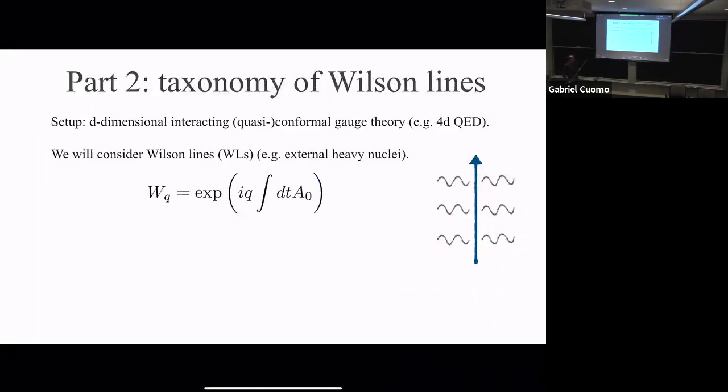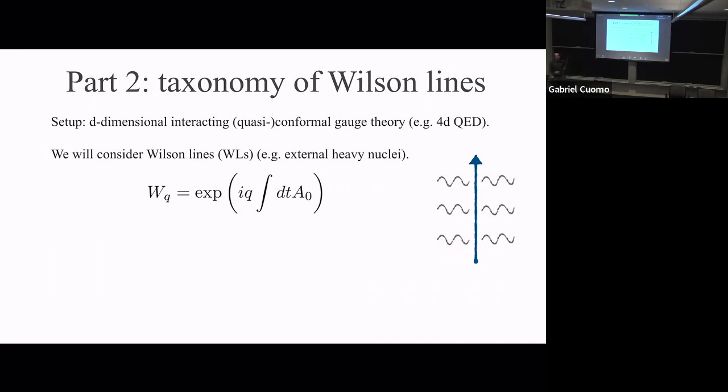The second part of the talk will be about a work in progress, which is about Wilson lines. I'll take some four-dimensional gauge theory, and I'll take it conformal or quasi-conformal. Massless scalar QED would be enough for me, so nothing too complicated. And I'll consider the theory with a Wilson line. If you don't like thinking of an abstract object, you can think of a heavy external nucleus traveling in your theory with a charge Q.